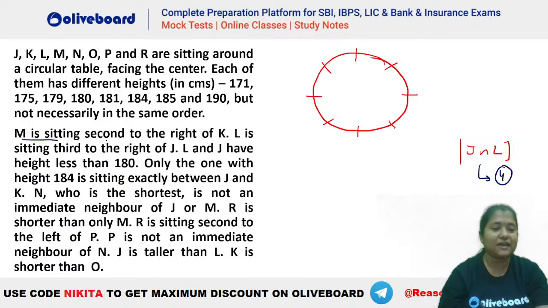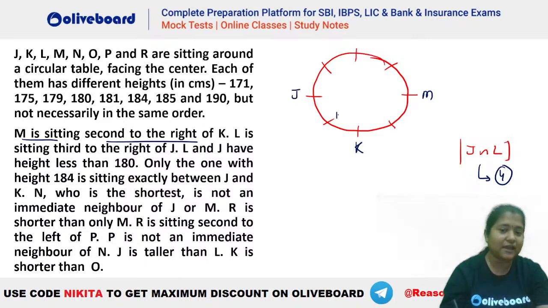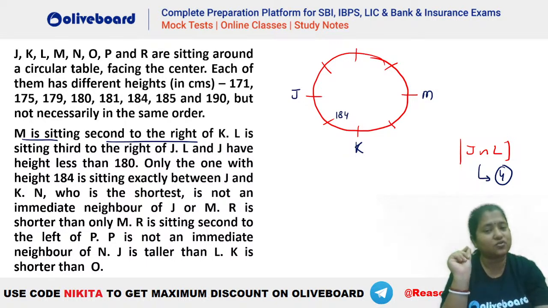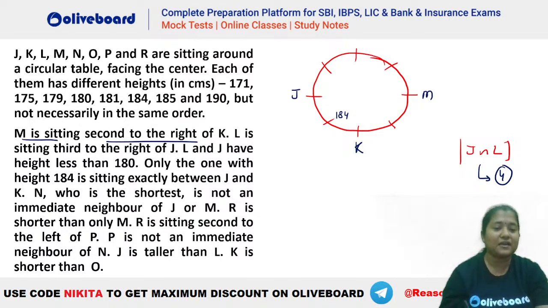So here we have M second to the right of K. If this is K, M second to the right of K will be like this. It is also given that only the one with the height of 184 is between J and K. So this person will be J and this person will be the one with 184 centimeters, because 184 has to be the only one seated between J and K. There cannot be any other person. That means J and K are seated at a gap of 1. So this is the arrangement for J and K. Now you have L seated third to the right of J.